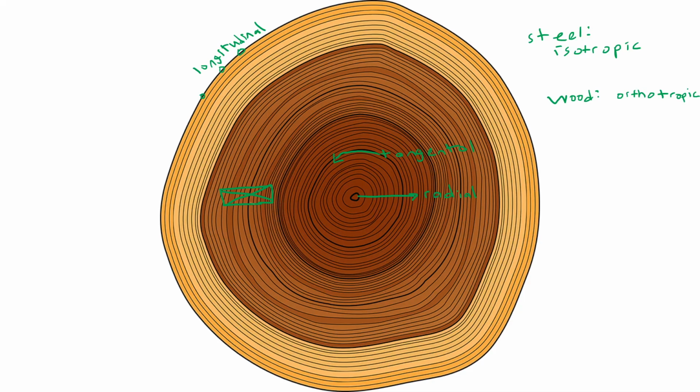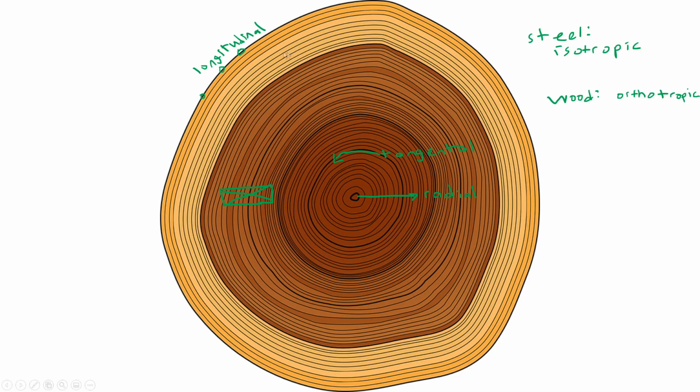So just as the tree trunk has a greater strength in the longitudinal direction, that will translate to the final properties of our actual building material. If this were, for example, a 2x4, that 2x4 will end up having a much greater strength if you try to pull it or compress it in the longitudinal direction than if you were to try and put it under tension or compression in the radial or the tangential direction.